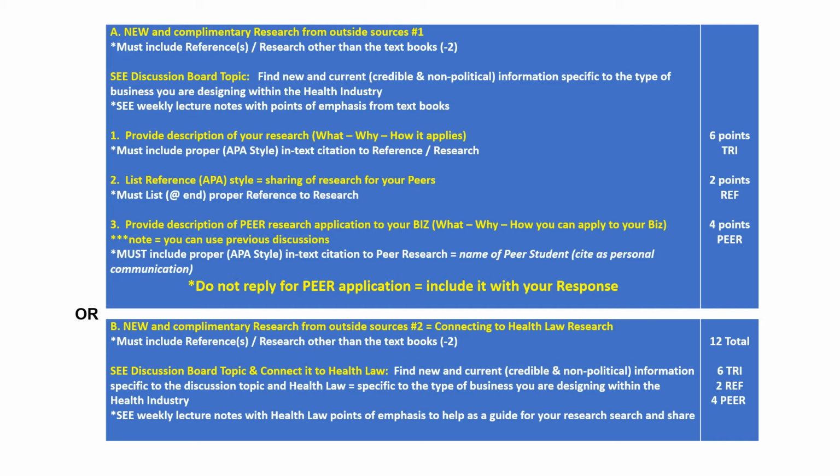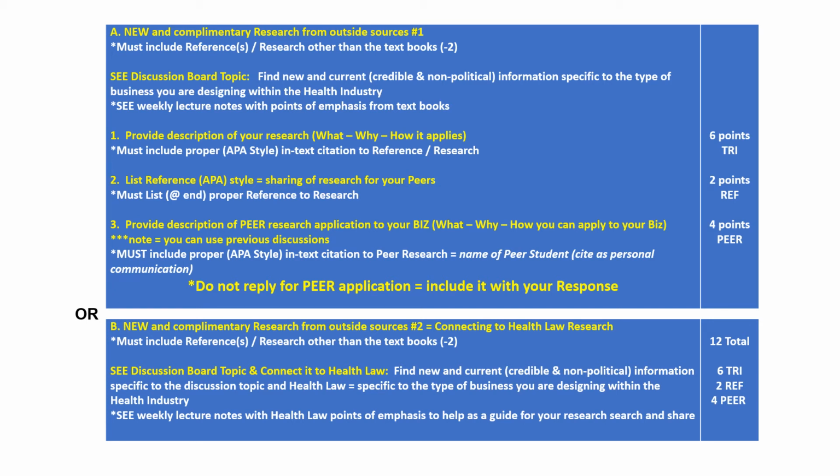Point number three, for 4 points, is then you want to look at your peers' research discussions and pick one that you like or that you think fits for your business, and tell us what that is, why, and how you could apply it to your business. Note, you can use previous discussions, so it doesn't have to be from just that week. Again, it's finding things that you think fit and can help your business design. When you do your in-text citation for point number three, you're going to do this as a personal communication back to the student that you got the information from.